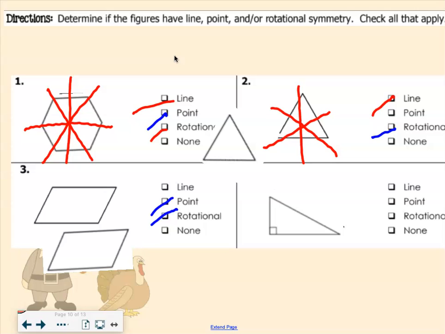What about our right triangle over here? Does it have line? No. What about point? No. Rotational? No. Big old no. Okay, why don't you guys try the last 4, see what you come up with on your own, and then we'll talk about it together.